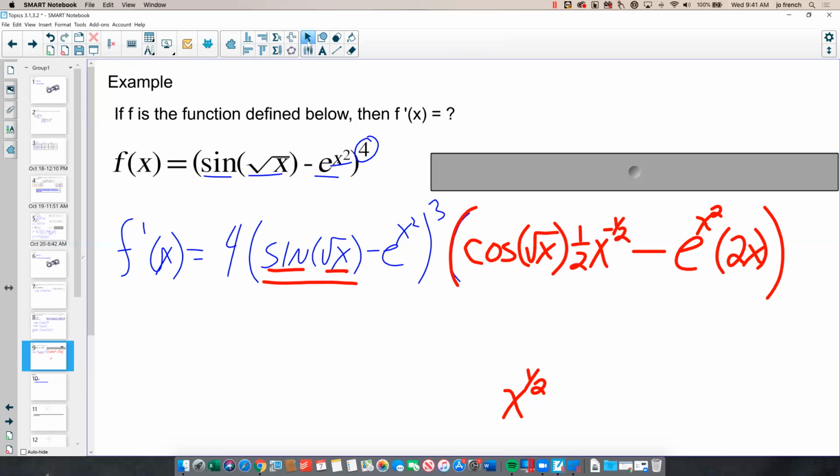So the chain rule can be applied multiple times because we can create a composite function with multiple layers. All right, that's the end of my examples for topic 3.1.